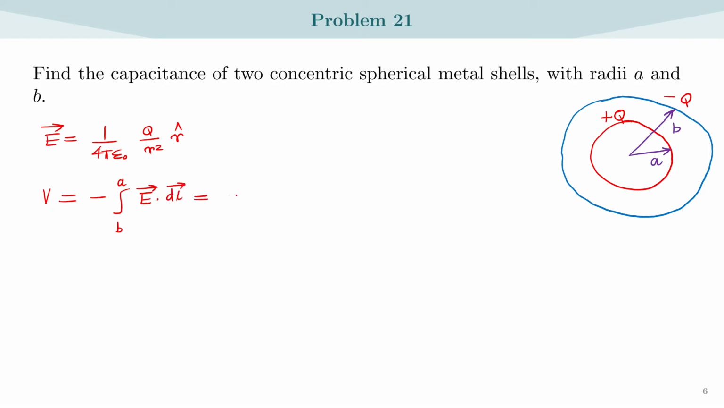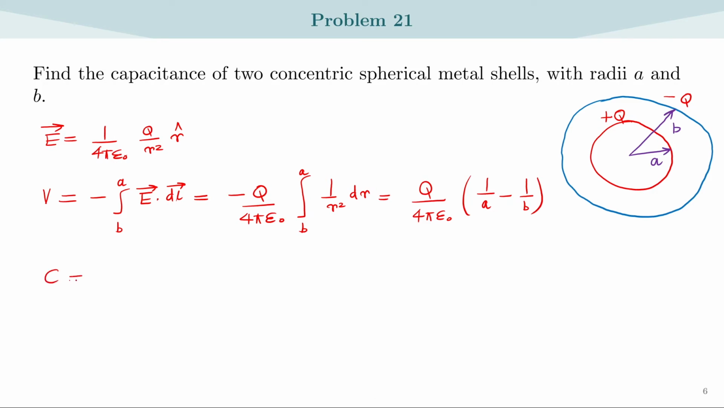And this is equal to negative of Q over 4 pi epsilon 0 integral B to A 1 over r square times dr, and this is equal to Q over 4 pi epsilon 0 times 1 by A minus 1 by B. Now the capacitance is given by Q over V, and this is equal to 4 pi epsilon 0 times AB over B minus A.